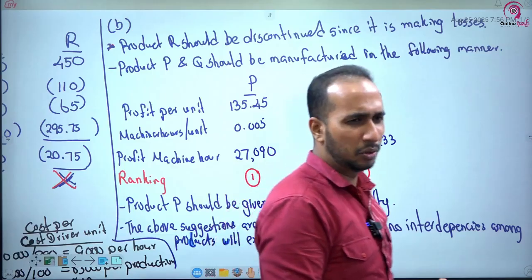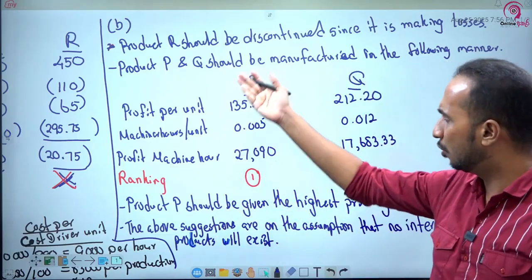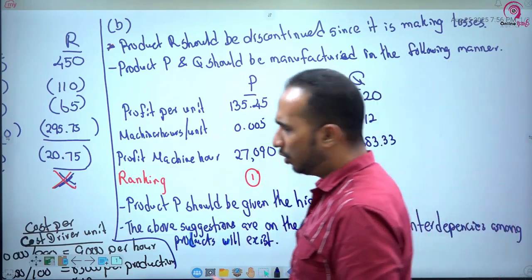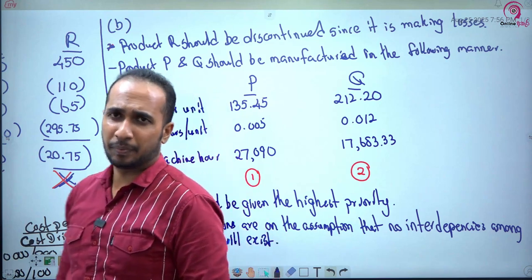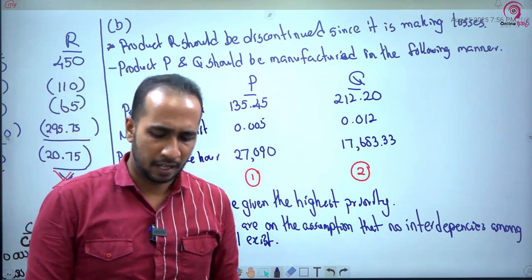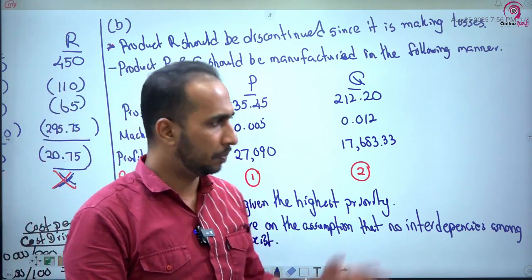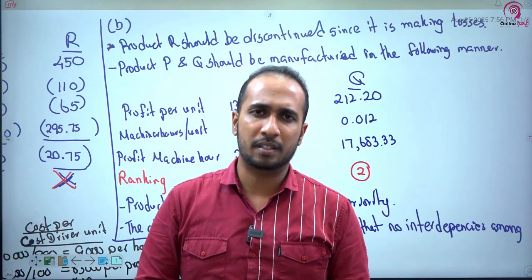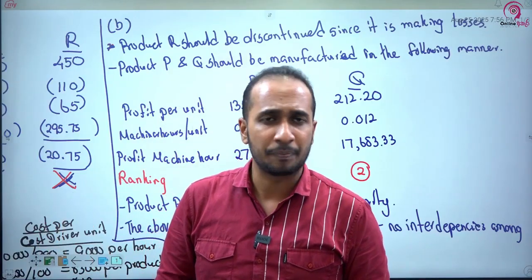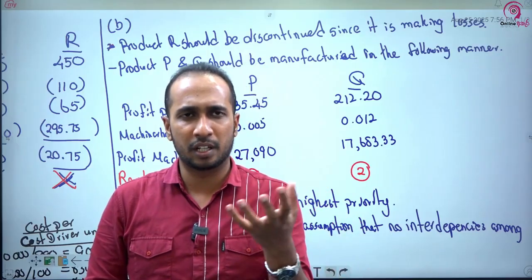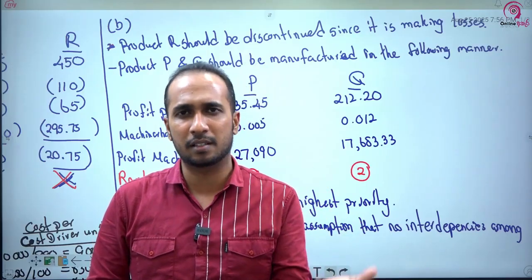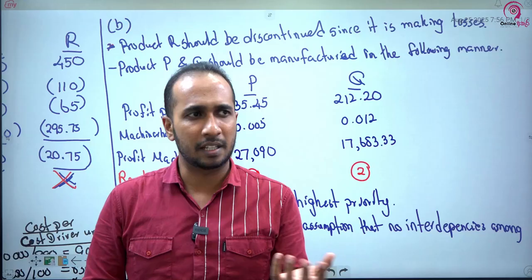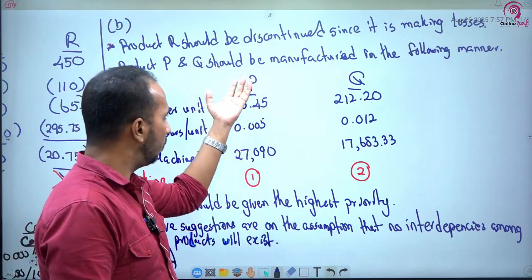Now here we took a very strict decision to discontinue product R, and also we are going to give the priority to product P. These are purely based on our computation. But please keep in mind, in actual business sense, sometimes we may have to continue with product R even if it is loss making. Why? Sometimes it is necessary to consume this product P.